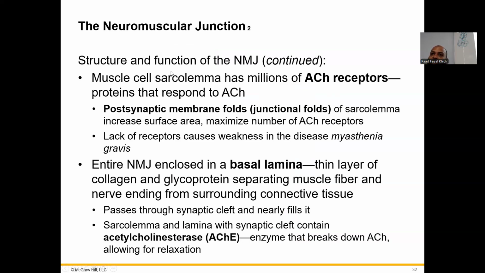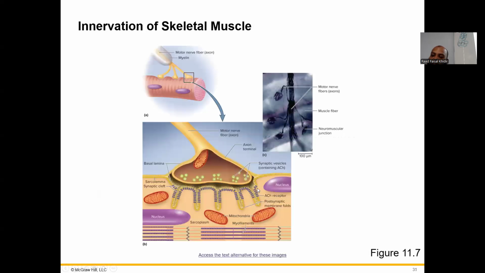Structure and function of the neuromuscular junction. What is the structure and the function of the neuromuscular junction? So the muscle cell sarcolemma has millions of acetylcholine receptors. Right here in the sarcolemma, you have millions of receptors.